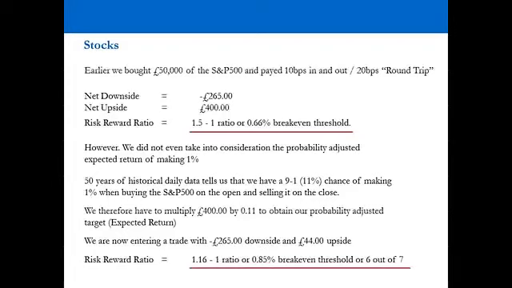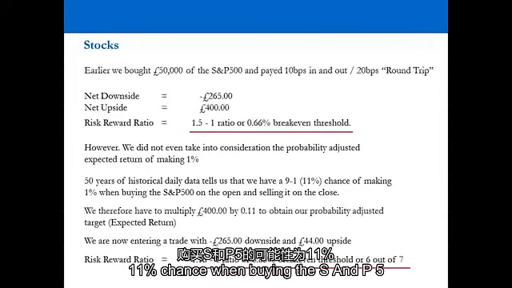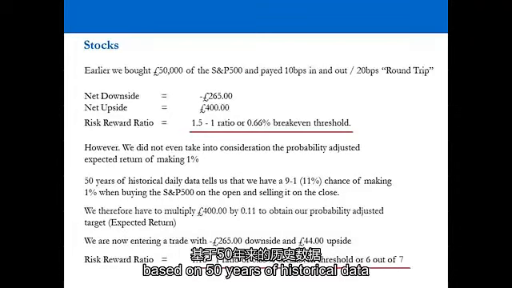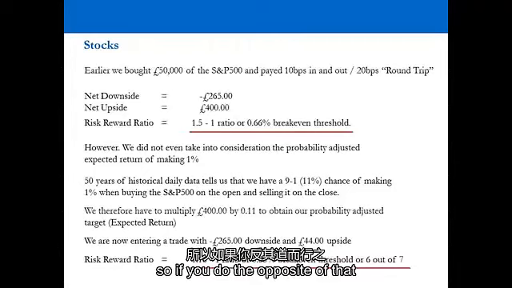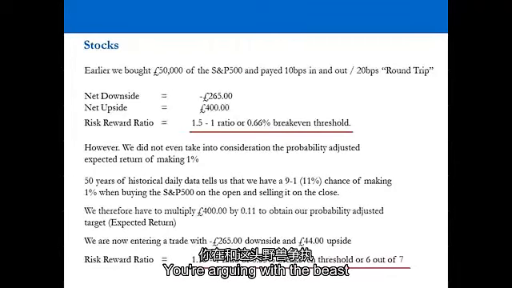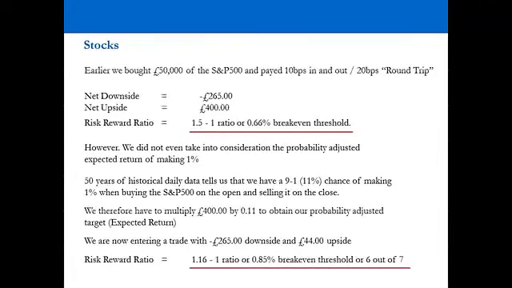Back to this slide. Now we know where we get the 0.11 from, the 11%. Because you've got an 11% chance when buying the S&P 500, based on 50 years of historical data, that you'll make 1%, i.e. it hits your target. So if you do the opposite of that, what are you doing? You're arguing with the beast. 80% of the time, the market, the beast, is asleep. And 20% of the time, the beast wakes up.